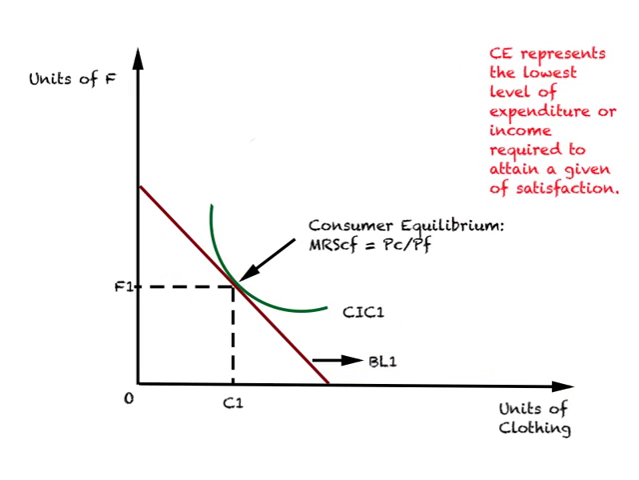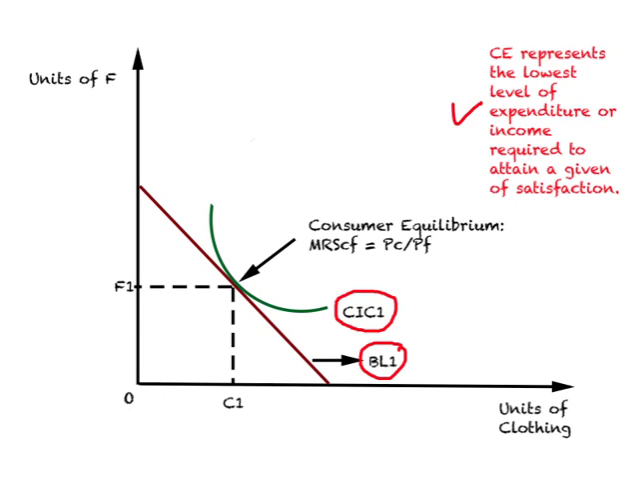The second thing implied by consumer equilibrium is that suppose the society wants to attain this level of satisfaction. To attain this level of satisfaction, what consumer equilibrium implies is the amount of money that you are spending to attain this level of satisfaction is the lowest with BL1, and this is what the consumer equilibrium represents as well.